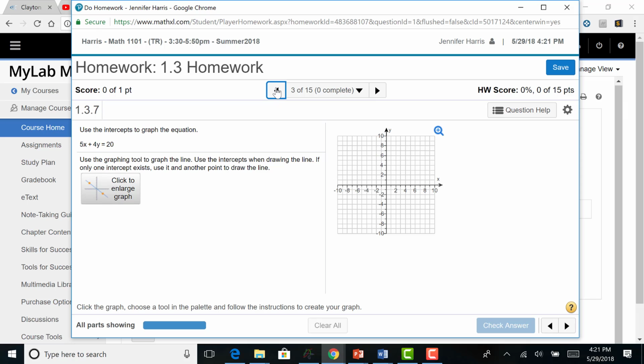Everybody's homework assignments are different, I think. They are. You don't all get the same thing. It's a similar type of problem, but they're different problems, yes.